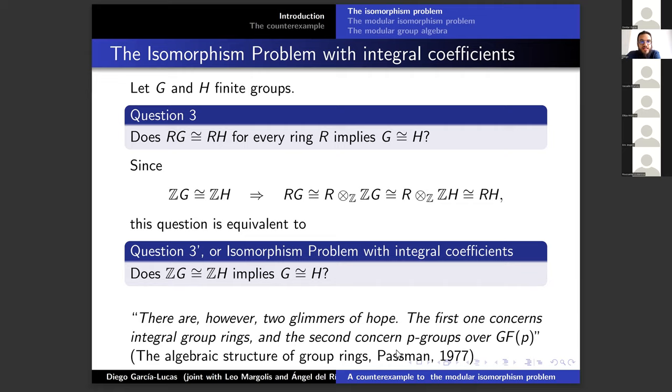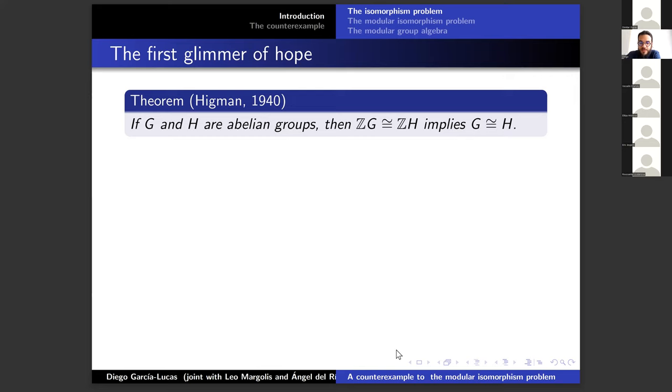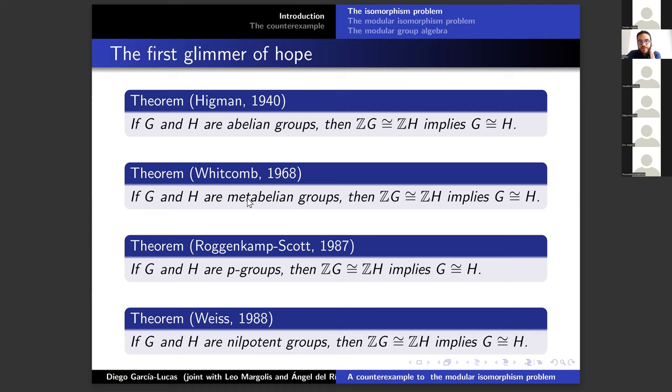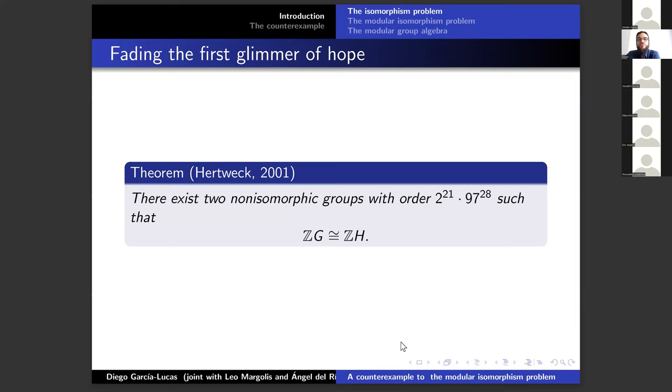Along the years, there was a succession of positive answers of increasing generality. For example, the question is known to have a positive answer for abelian groups, for metabelian groups, for p-groups, and for nilpotent groups. There are more results regarding this question, even more general, but I'm not going to mention them. The important thing for us is that in 2001, Martin Hertweck found two groups of this big order, such that the group algebras over the ring of integers are isomorphic, and hence the group algebras over every ring are also isomorphic. So this first glimmer of hope has a negative answer, and the modular isomorphism problem was left standing alone.